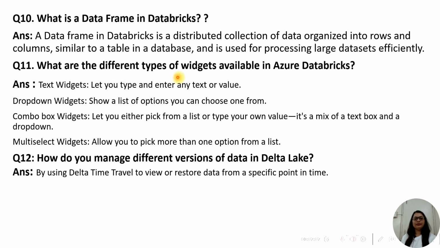Next question: what are the different types of widgets available in Databricks? So you can simply say there are many widgets like text widgets, dropdown widgets, combo box widgets and multi-select widgets. And you can also tell them the use of each widget. For example, a text widget is used to enter a text value. A dropdown widget is a list of options you can choose one from. Then a combo box widget lets you either pick from a list or type your own value; it's a mix of the text box and the dropdown. Then a multi-select widget allows you to pick more than one option from the list.